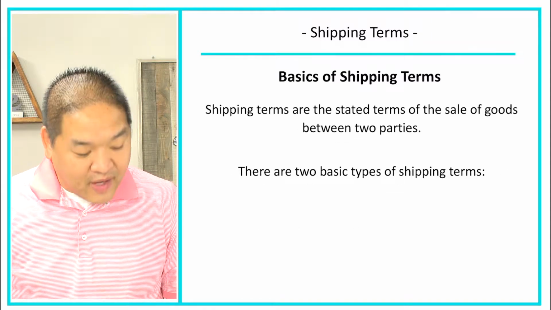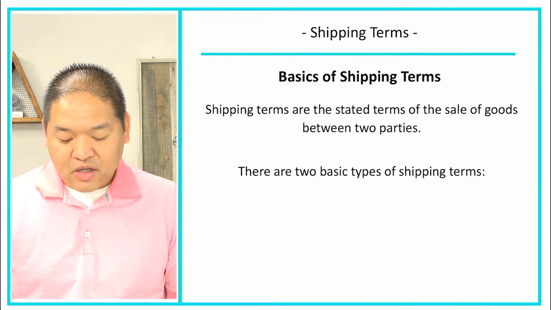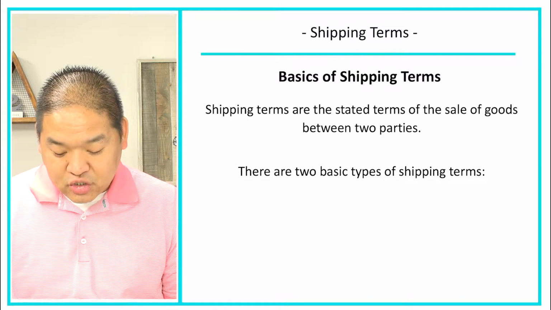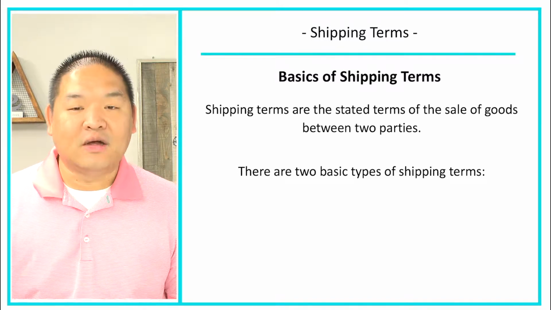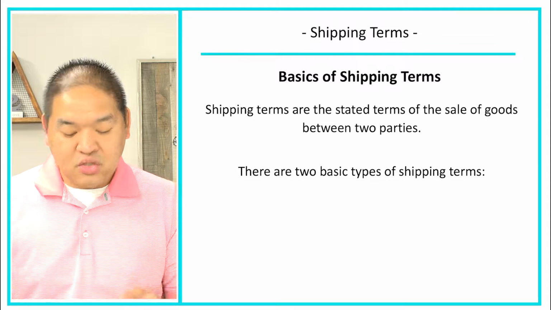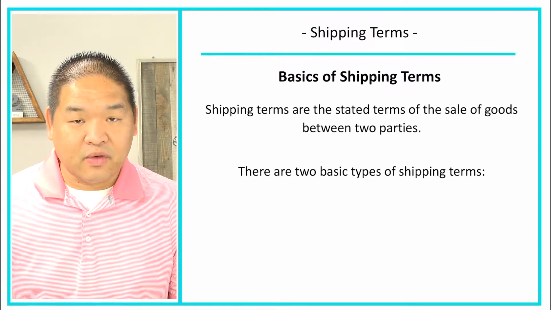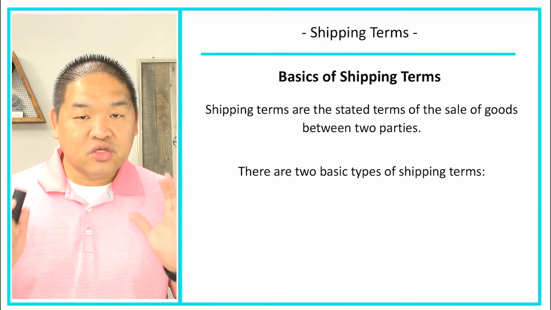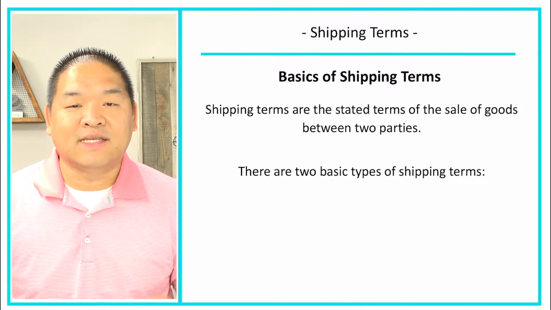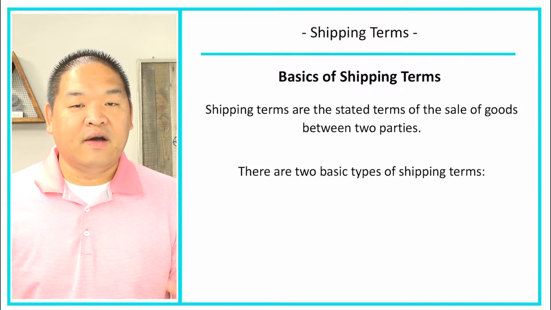So here are some basics about shipping terms. Shipping terms are the stated terms of the sale of goods between two parties. Now, generally speaking, there are 2 basic types of shipping terms. There actually are a lot of different ways you can ship things, but these are the 2 main basic ones, and then everything else is a derivative of these 2.